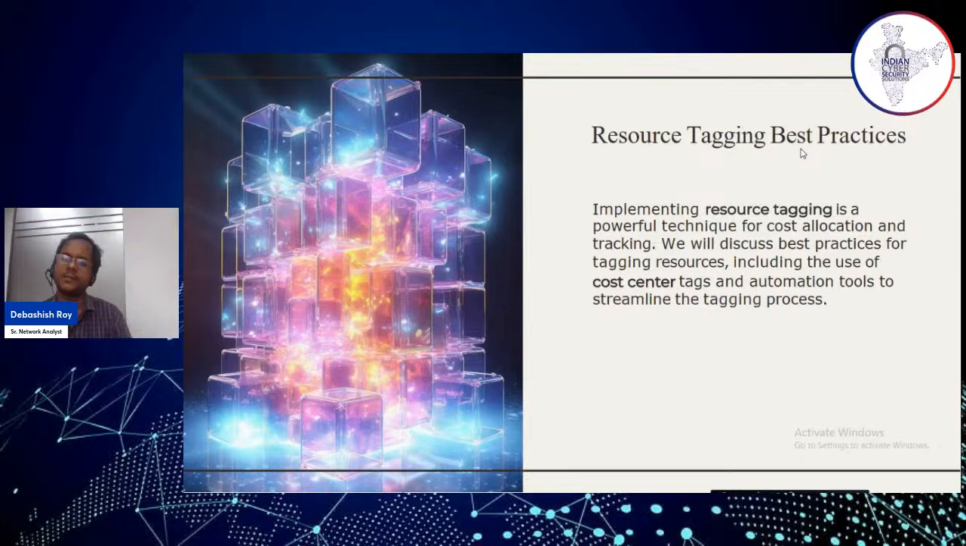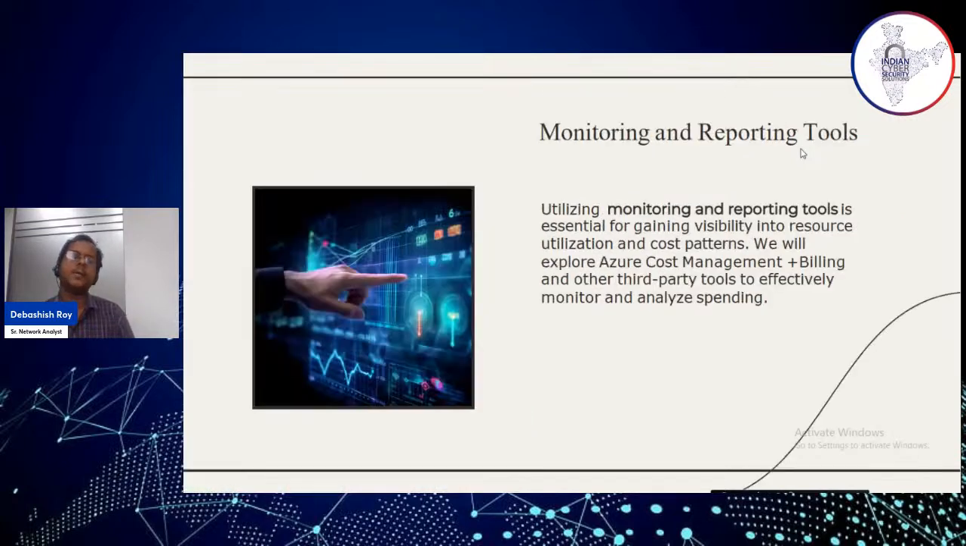Resource tagging best practices. Implementing resource tagging is a powerful technique for cost allocation and tracking. We'll discuss the best practices for tagging resources, including the use of cost center tags and automation tools to streamline the tagging process. Monitoring and reporting tools are there for cost management. Utilizing monitoring and reporting tools is essential for gaining visibility into resource utilization and cost patterns. We'll explore Azure Cost Management plus Billing, which I'll also show you, and other third-party tools to effectively monitor and analyze spending.